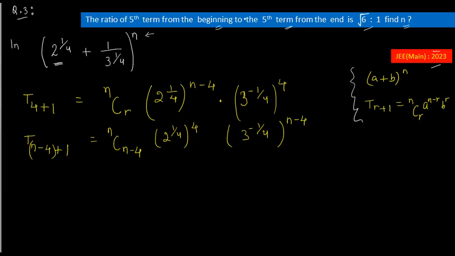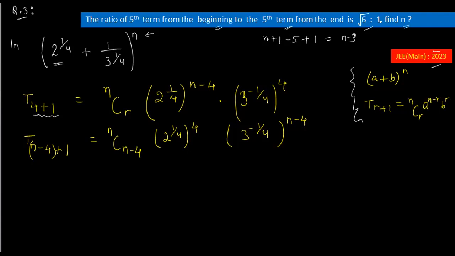So the fifth term from the beginning can be written as the (4+1)th term. Since the total number of terms in this expansion is n+1, for the fifth term from the end, let us subtract 5 and add 1. So this is nothing but the (n-3)th term, which can be rewritten as the (n-4+1)th term. The fourth term from the beginning is nC4 a^(n-4) into b^4, where a is 2^(1/4) and b is 3^(-1/4).